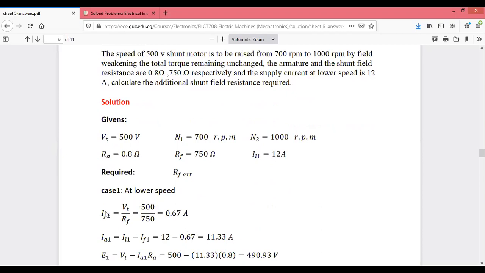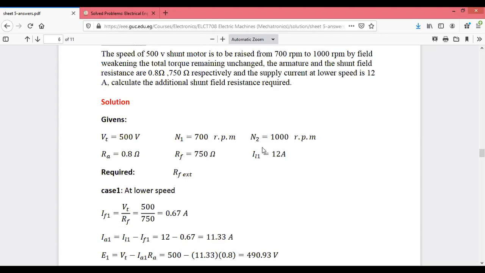So when you solve for IF1, you will get, according to Ohm's law, I equal to V by R. Total voltage we will get 500 because they have given. And here the value of RF they have given is 750 ohm. So you will get that value of field winding current will be 0.67. But when you see here, what they are saying, you are supposed to find that additional shunt field resistance. We are getting the field resistance, but we are supposed to find the additional.